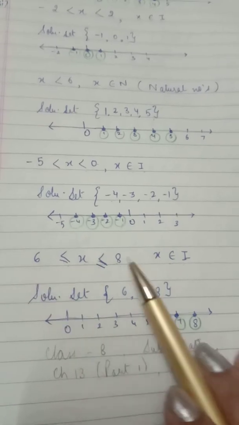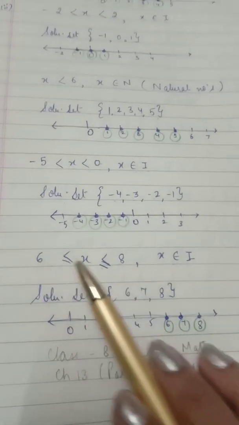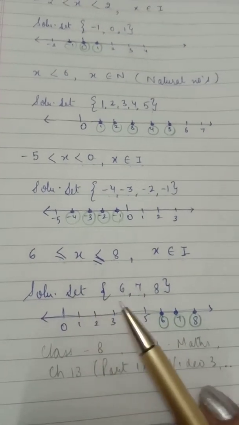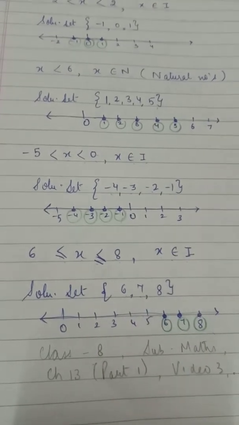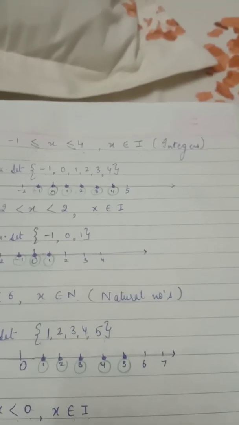Now starting from 6 up till 8, equality is there, so you are going to take 6 and 8 as well. The solution set will have 6, 7 and 8, and then putting it on the number line. The first exercise finishes here.